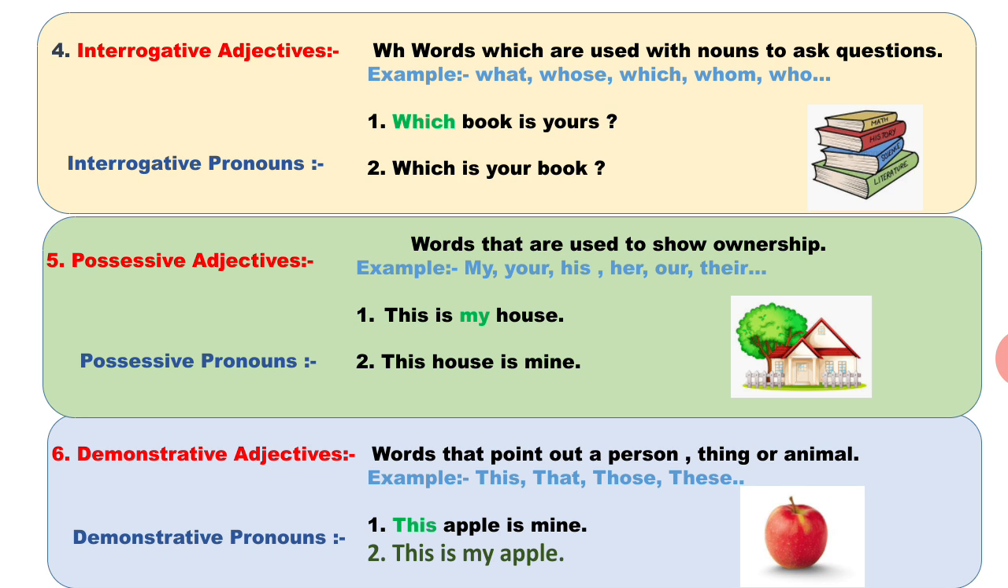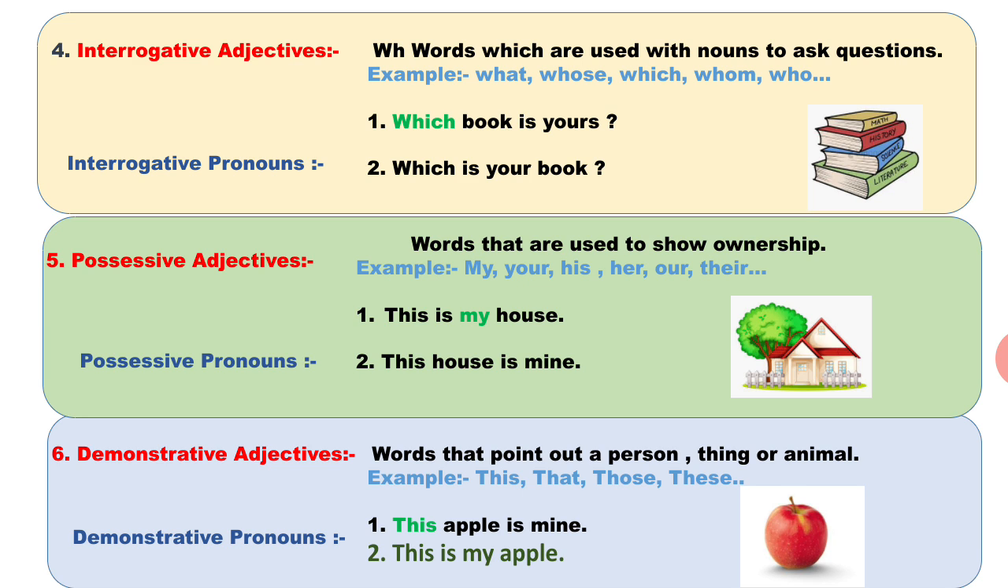Again, you may remember possessive pronouns. Don't get confused between possessive pronouns and possessive adjectives, because there is a difference between both. For example, a possessive pronoun: this house is mine. In this sentence, the word mine is a possessive pronoun because I have used it instead of a noun. So it becomes a possessive pronoun.